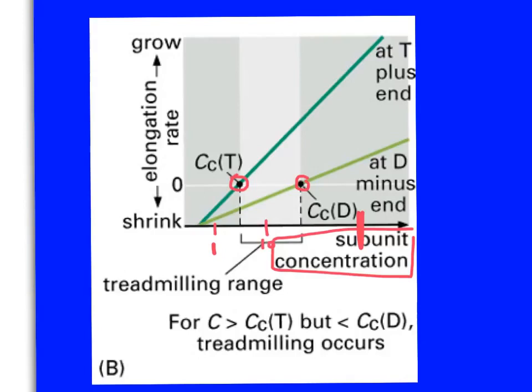If it's in the treadmill form and the plus end is added faster, wouldn't it grow? It is growing. It's growing at that end, but it's coming off. So there's a place where it's equal rates. Between those two concentrations, there's probably a smaller window than what I'm showing you, where the rate is the same. That's treadmilling. It's just a rate thing.